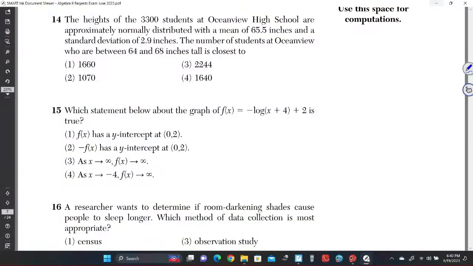The heights of 3,300 students at Ocean View High School are approximately normally distributed with a mean of 65.5 inches and a standard deviation of 2.9 inches. The number of students at Ocean View who are between 64 and 68 inches tall is closest to blank.